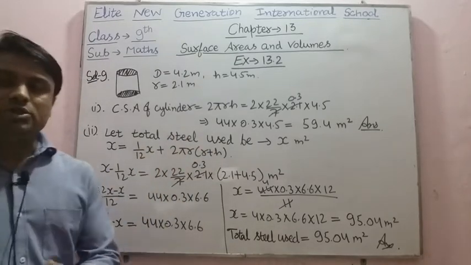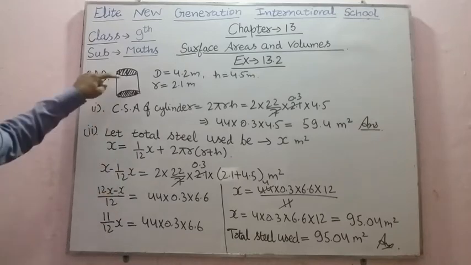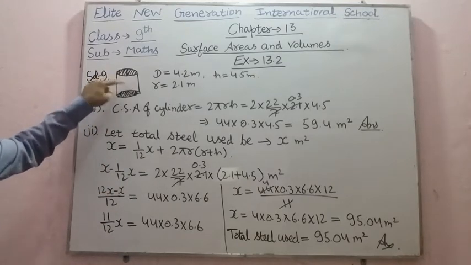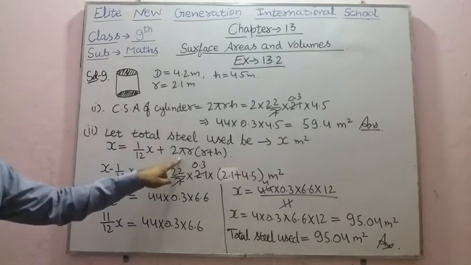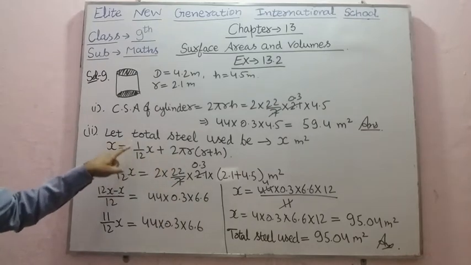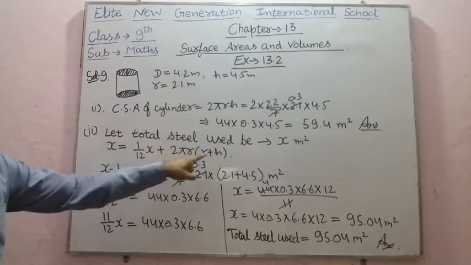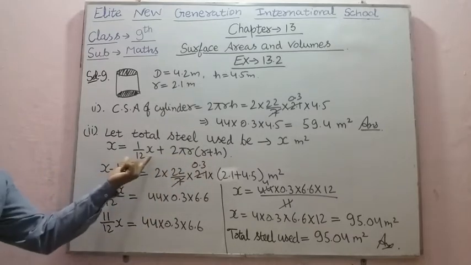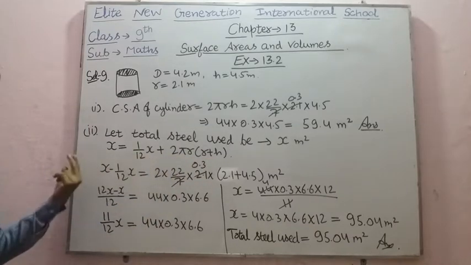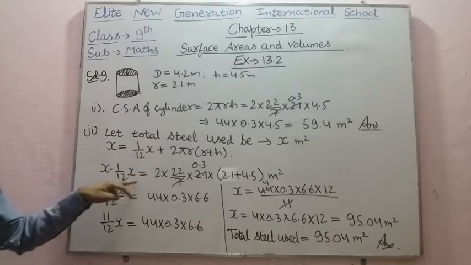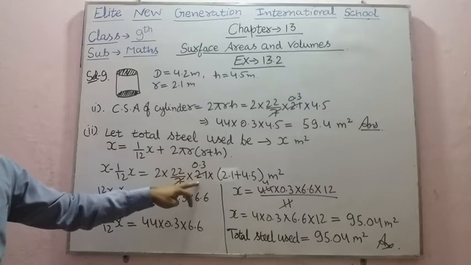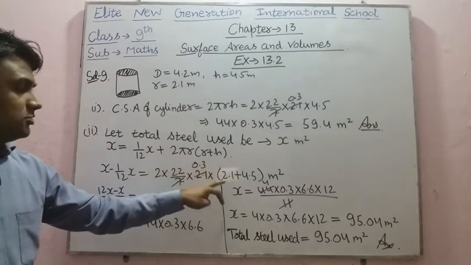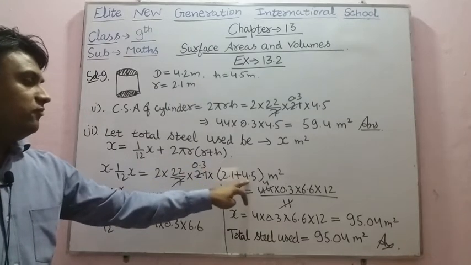Why are we using total surface area? Because we have been given a closed cylindrical tank, and for a closed cylindrical tank we have to use total surface area. So x equals 1/12 x plus 2 pi r (r plus h). When we bring 1/12 x across, x minus 1/12 x equals, now putting the values, 2 into 22/7 into 2.1 into (2.1 plus 4.5).